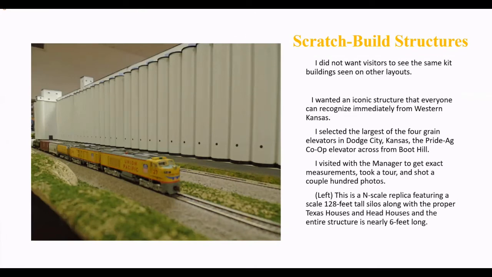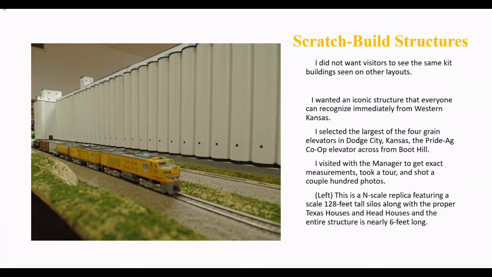Then I also wanted to scratch build the structures. I didn't want people to come and see my layout and say, oh, I've seen that building on everybody else's layout too. And I also wanted an iconic structure that everyone will immediately recognize both from Western Kansas and from this layout. So, and this is an instance of the largest of the 4 grain elevators in Dodge City, Kansas, the Ag Co-op elevator right across from the Boot Hill tourist area.